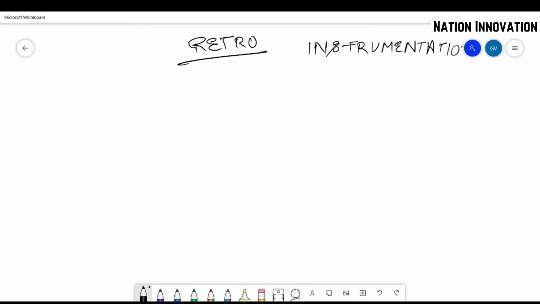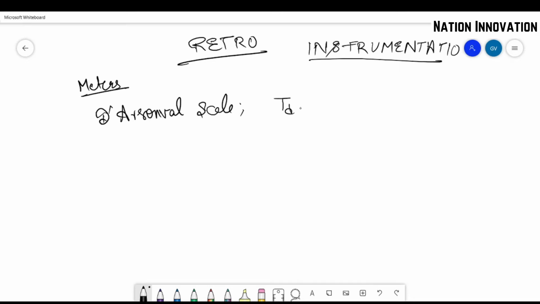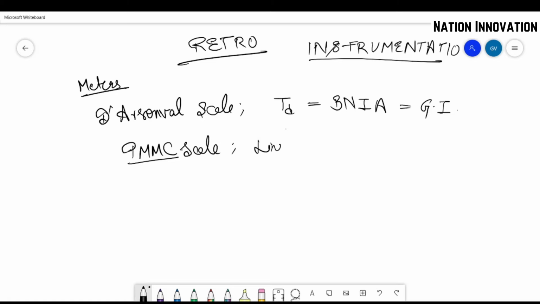So let's start with some basic meters. First we have the horizontal scale, where we have the deflection torque given by P and IA, or it is constant G into I. Then we have the PMMC scale, that is linear scale, and the deflection is given by constant into I.